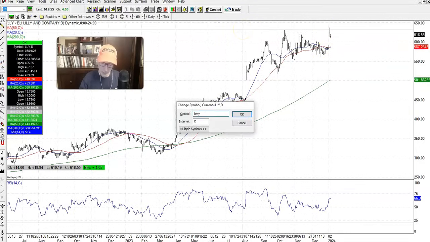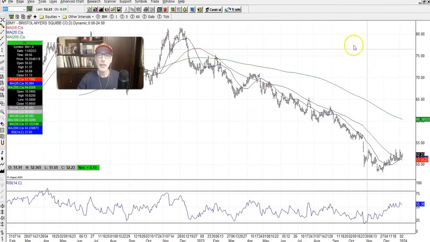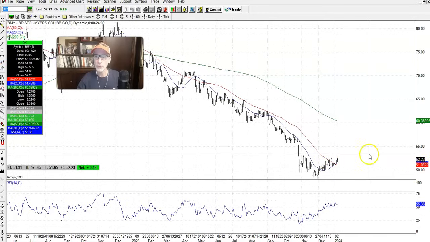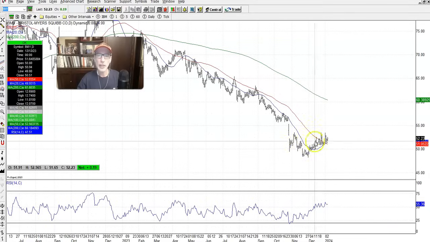That's Lilly. BMY, Bristol Myers. We have a trade on in Bristol Myers. We got long. We sold some puts on Bristol Myers. We see that the bottom has finally occurred here. What I like here is that you see this downside price action, but yet the RSI was moving higher. That's what we call divergence, bullish divergence. If the price action was coming down, but the RSI was going up, that means the selling is slowing down. Okay, and you can see now the price action started to move up again. So we got long. The 20-day moving average has crossed above the 50-day moving average. You can see it right here. So we like Bristol Myers here.